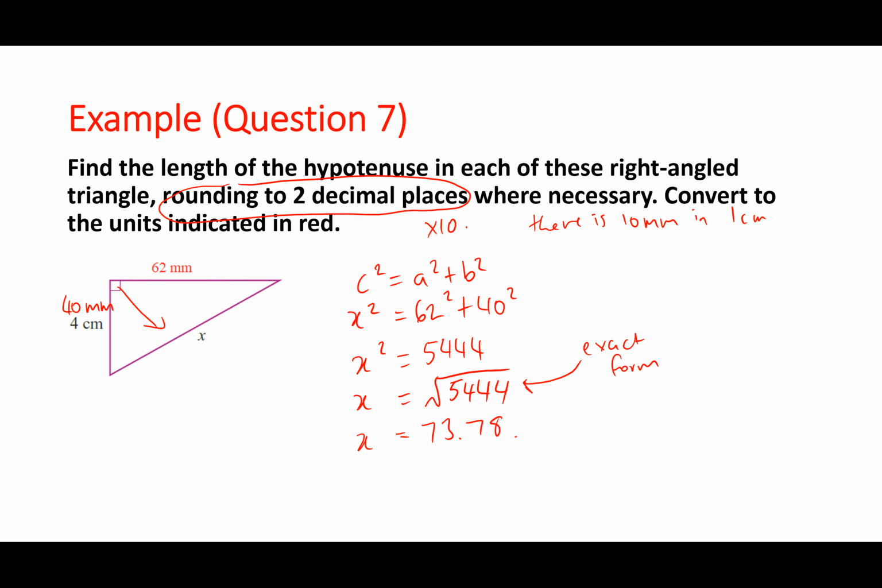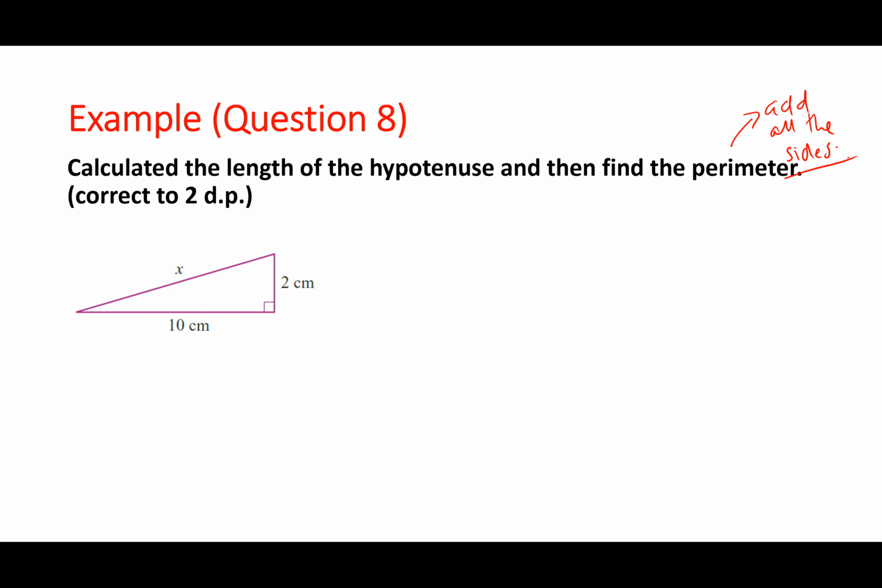Alright, last but not least, we're going to calculate the length of the hypotenuse and then find the perimeter. To find the perimeter, we just add all the sides. That's it, nothing tricky about that, we just add all the sides. But before we can add all the sides, we actually have to work out what this one is equal to. And to do that, we're going to do Pythagoras. So starting off by writing out our Pythagoras theorem. C squared is equal to A squared plus B squared.